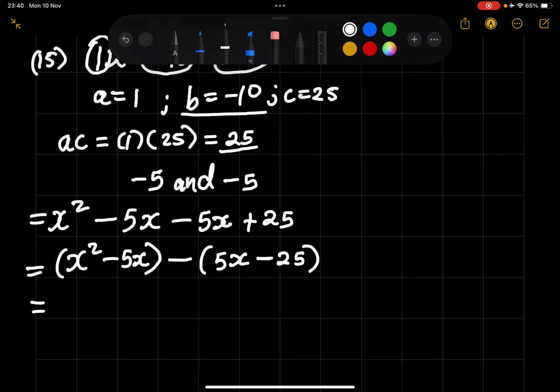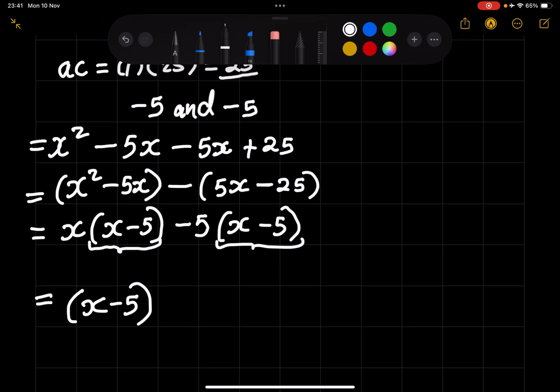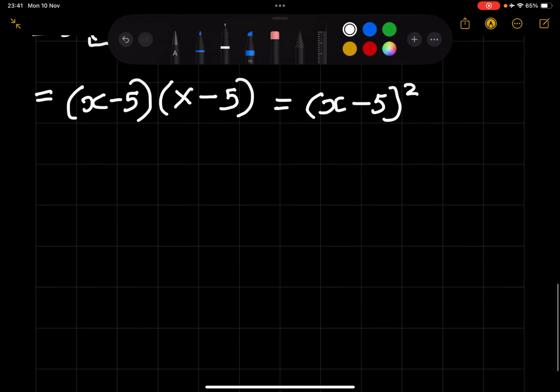And then in the first bracket, we can see that our highest common factor is x, and we're left with x minus 5. In the second bracket, we can see that our highest common factor is 5, then we're left with x minus 5. And then here we have a highest common factor, this guy and that guy. Let's take them out. So we take x minus 5 out. On the first term, we're left with x, and then on the second term, we're left with minus 5. And you can see that since the brackets are the same, we can write them as x minus 5 squared. And then that is fully factorized, ladies and gentlemen.